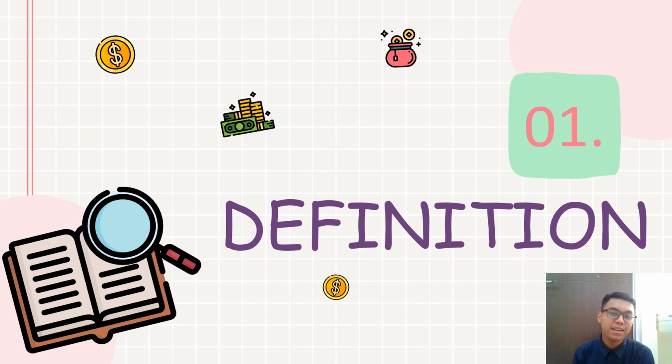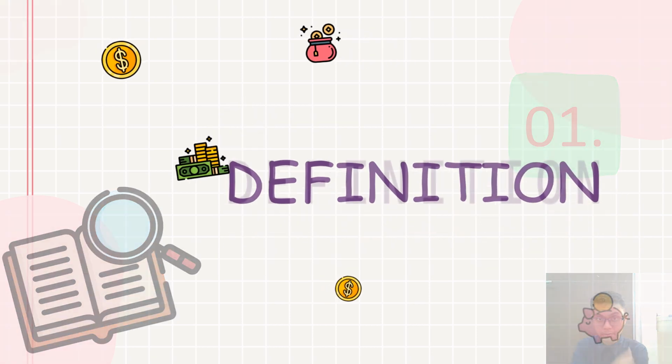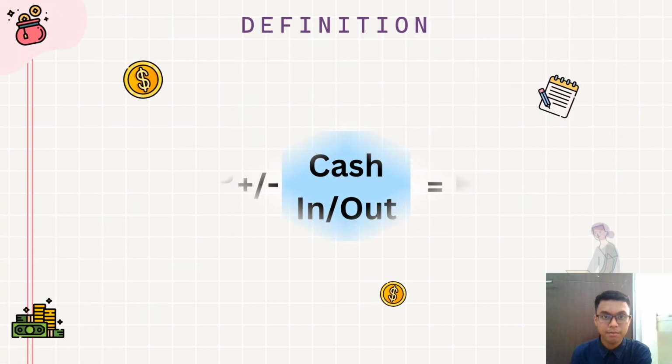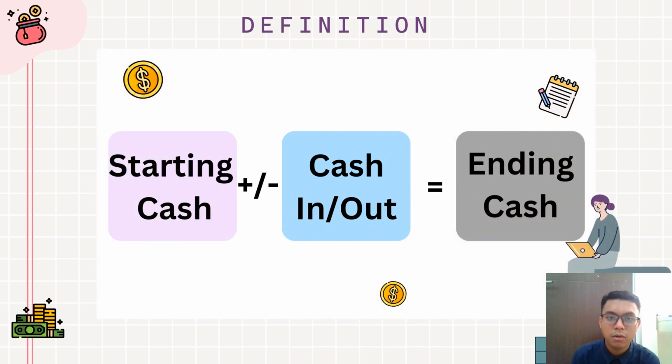Let's begin by explaining the definition of the cash flow statement. What is the cash flow statement? The cash flow statement is a financial statement that summarizes the movement of cash and cash equivalents that come in and go out of a company.